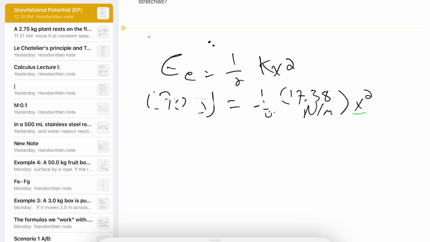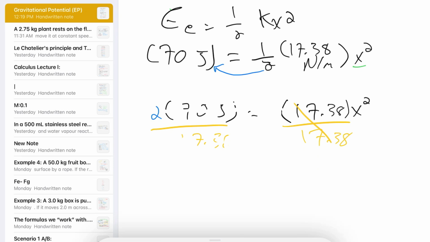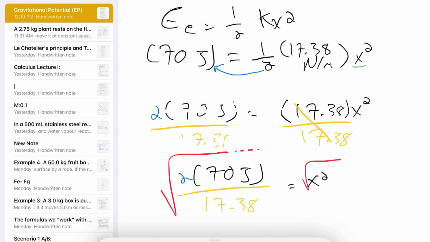So we could do this a couple of ways. You could cross multiply the 2 over here, and then that gives us 2 times 70 J is equal to 1 times 17.38, and then x squared. And this one here is essentially negligible, so we can even just get rid of it. And then what we could do next is divide both sides by 17.38, and that would get rid of it on the right side. And then right now we have 2 times 70 joules over 17.38 equal to x squared. What we're going to do is root both sides so we can just get x.